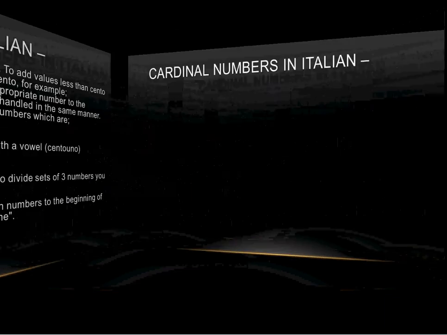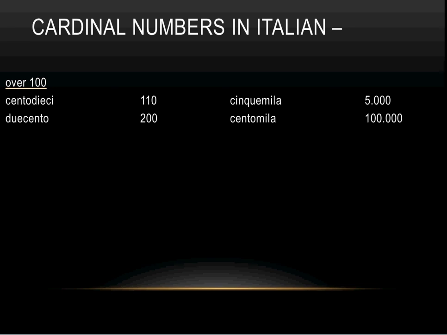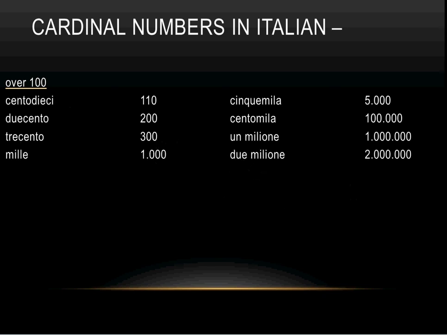Here's a few examples, some larger numbers for over 100. 110. 5.000, 5,000. 200, which is 200. 100.000, which is 100,000. 300. 1.000.000. 1,000. 2.000.000, 2 million.